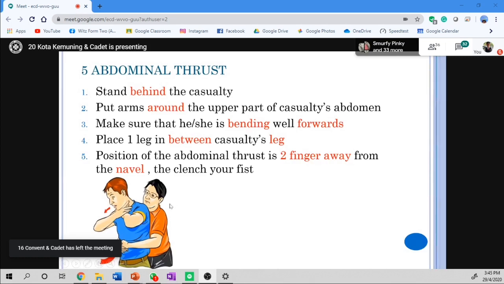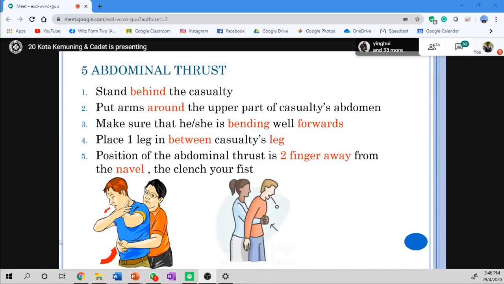Now I require you guys to do this. Just locate your belly button, put two fingers on top of it, and then place a fist on it. That's where you should place your fist, and then do abdominal thrusts. When you do abdominal thrusts, you push in and up. You still need to support the casualty, and the legs still work here also.